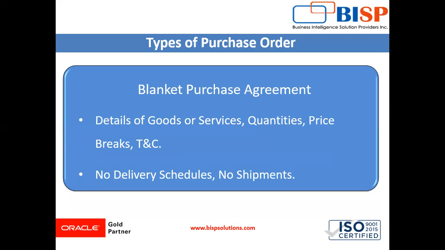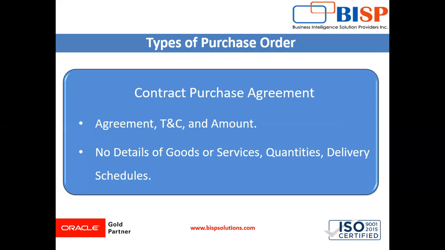The blanket purchase agreement is used when the details of goods and services and the quantities planned to be bought from a specific supplier in a period are known, right? With specific terms and conditions. But the details of delivery schedules and shipments are unknown in the blanket purchase agreement when we create it, right? And the last one is contract purchase agreement.